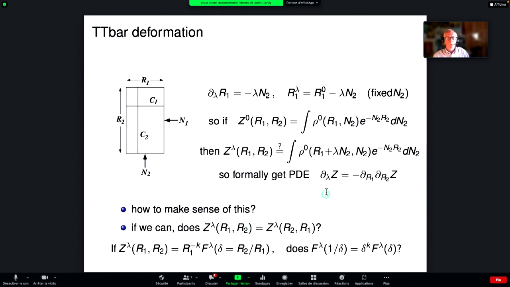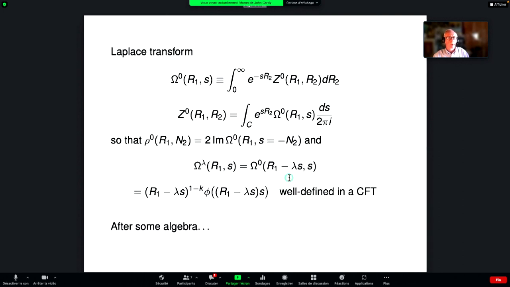Okay, so the way to make sense of this is, and I'll go through this very quickly here, to take the Laplace transform with respect to R2, and the inverse one is written here. So of course, this S contour is going to go parallel to the imaginary axis, but if this is suitably analytic, we can pull the contour back, and we get the formula I wrote on the previous slide, with this spectral density just basically being the discontinuity of this function across the branch cut.